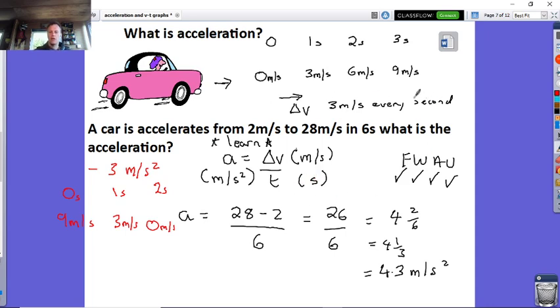Okay, there's the worksheet we attached here. I'd like you to have a go at working out acceleration.